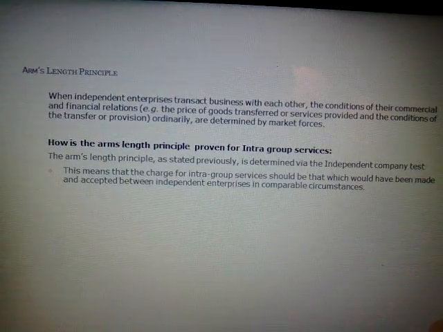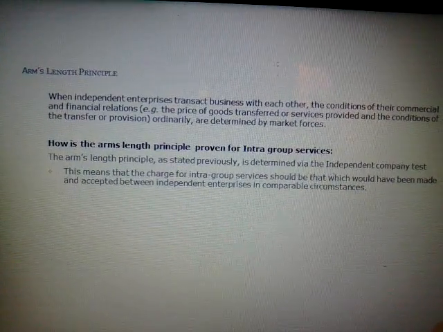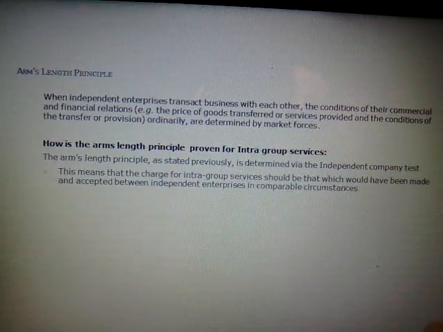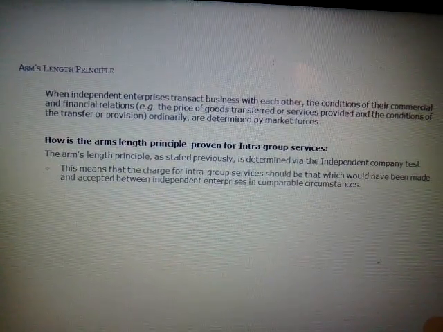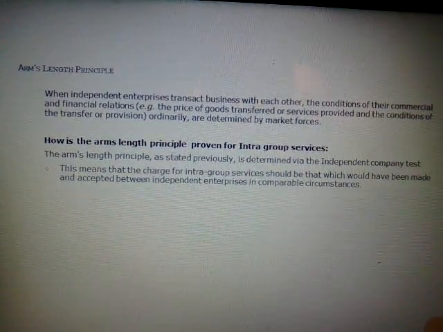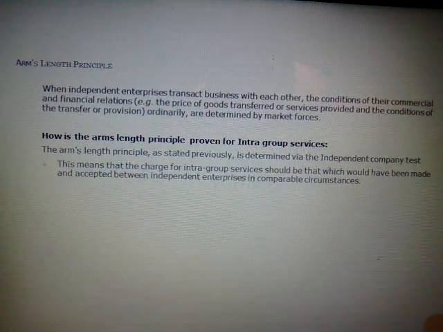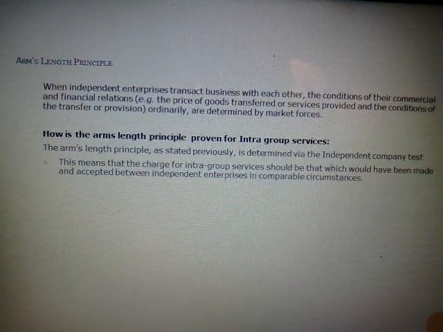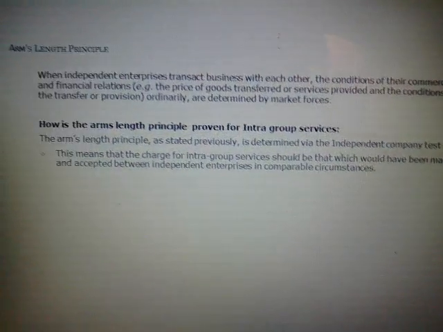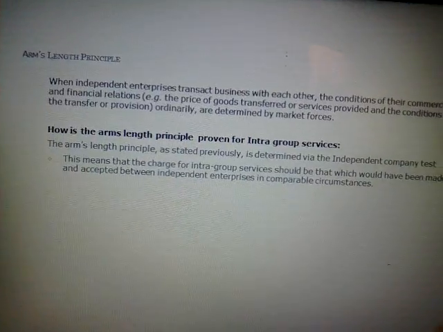How is the arm's length principle proven for intra-group services? The arm's length principle, as stated previously, is determined via the independent company test. This means that the charge for intra-group services should be that which would have been made and accepted between independent enterprises in comparable circumstances.